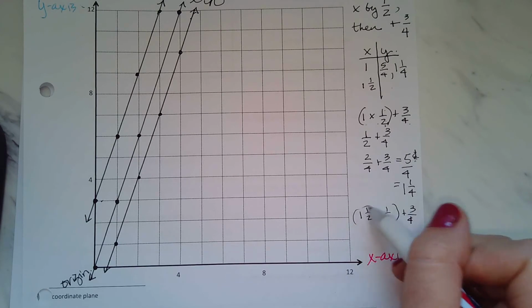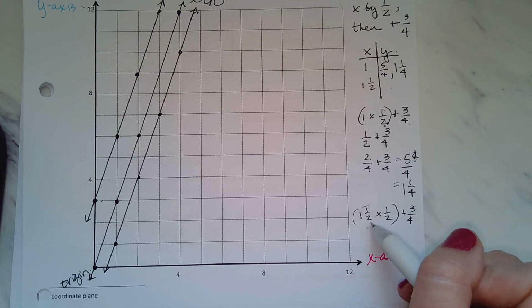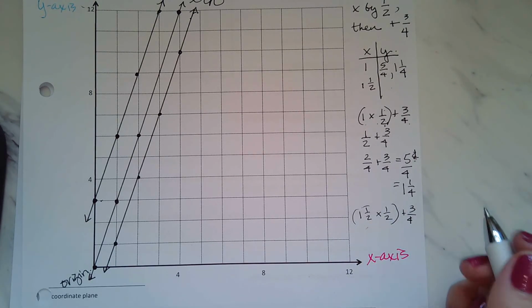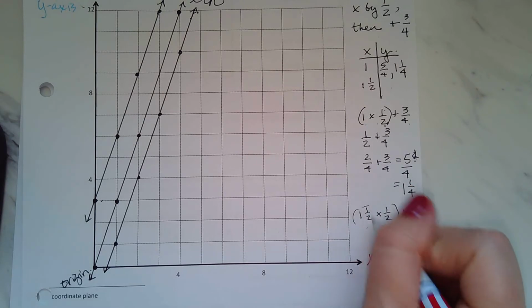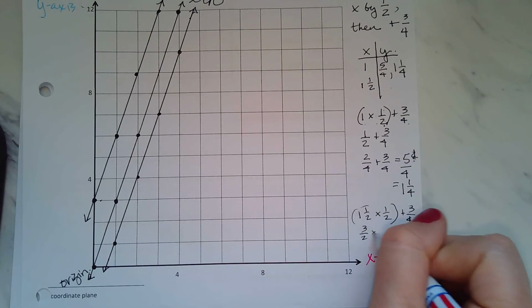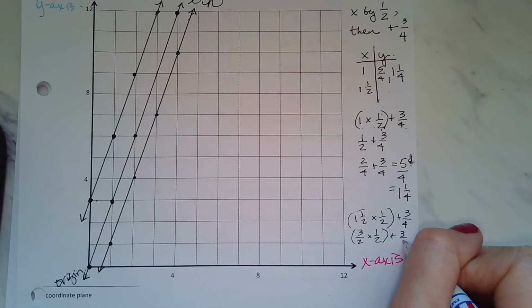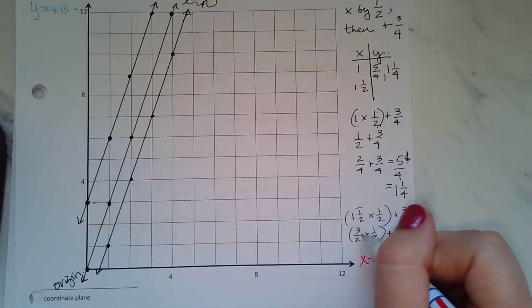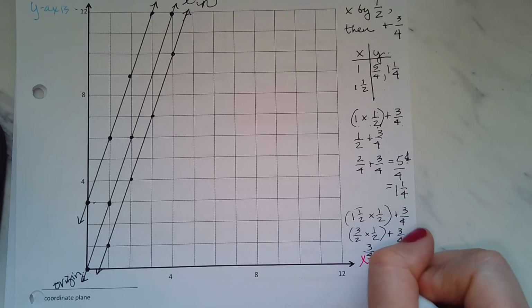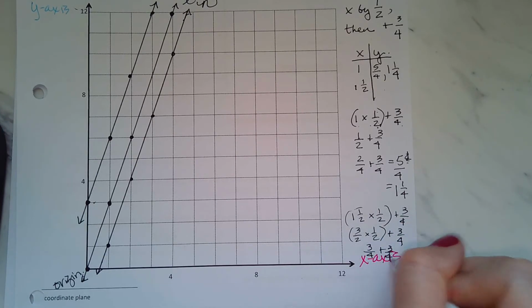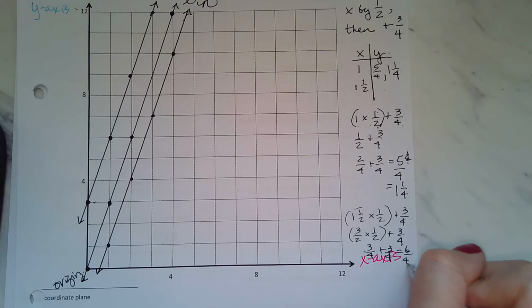But can you multiply a mixed number like this? No, you have to change it to an improper fraction. So it'd be 3/2 times 1/2 plus 3/4. So 3/4 plus 3/4 is 6/4. And that would end up being 1.5.